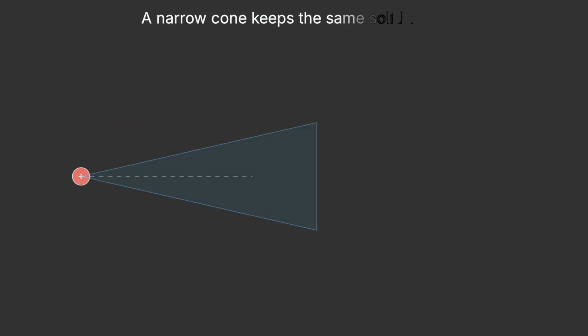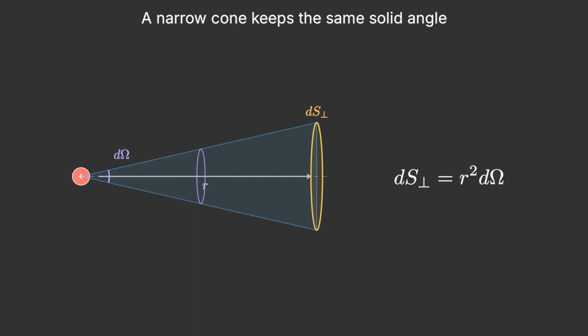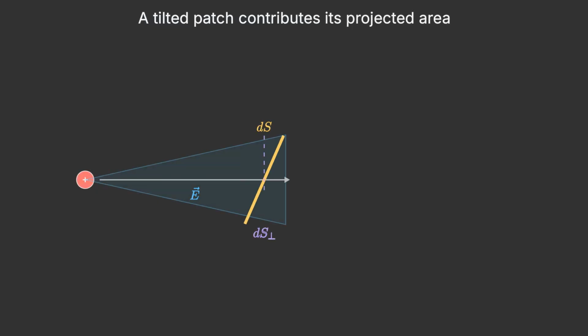To see why the shape does not matter, follow one very narrow cone of radial directions. The cone occupies a tiny solid angle, d omega. At distance r, its cross-section perpendicular to the field has area r squared d omega. An arbitrary surface may cut the cone at a tilt. Its actual patch has area ds, while its perpendicular projection is ds cosine theta. Both describe the same cross-section. So ds cosine theta equals r squared d omega.